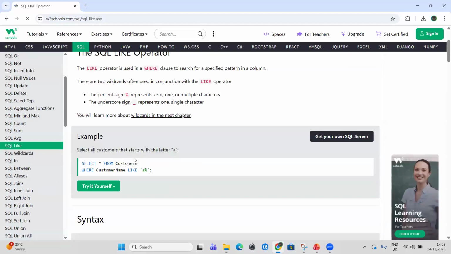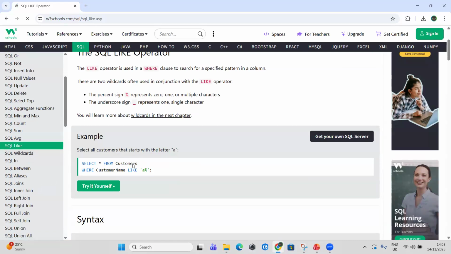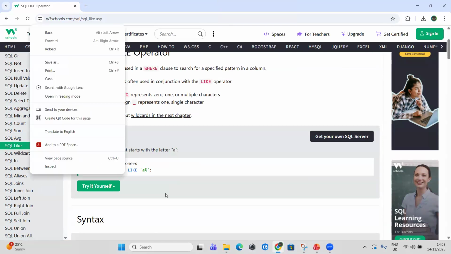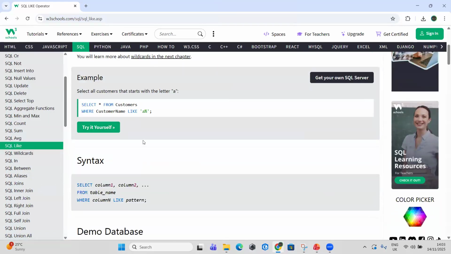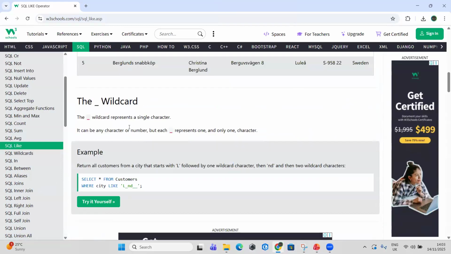So you already know what the LIKE operator does. Do you remember? It will start with the letter A. So this is like for a table where the customer name starts with A.